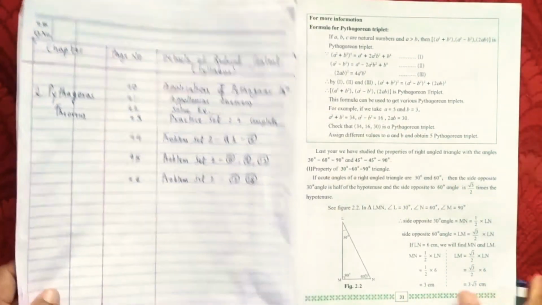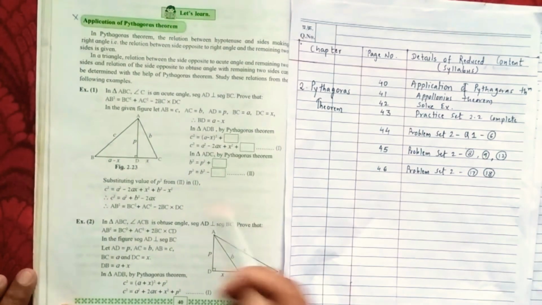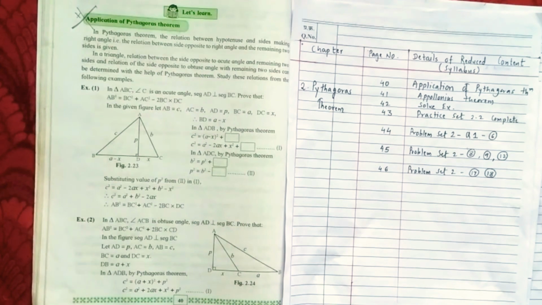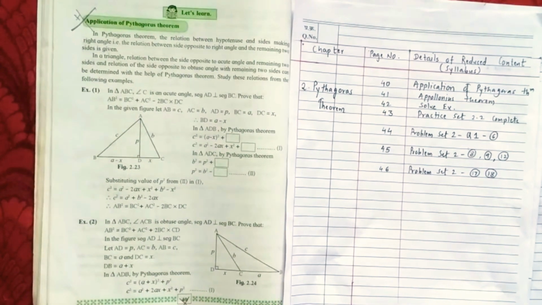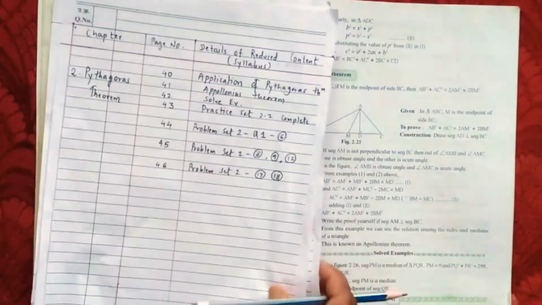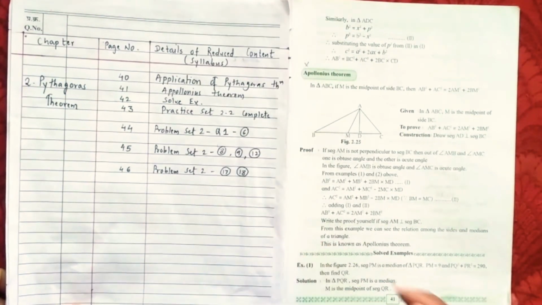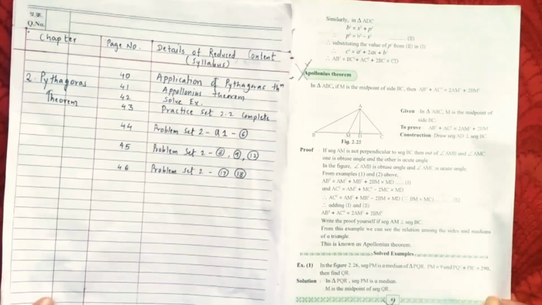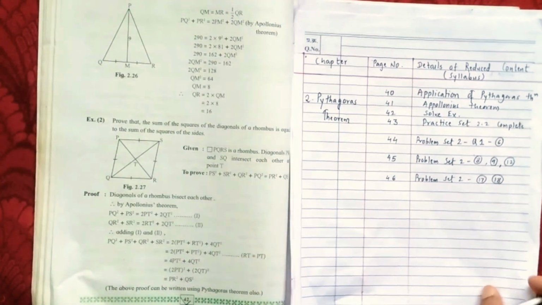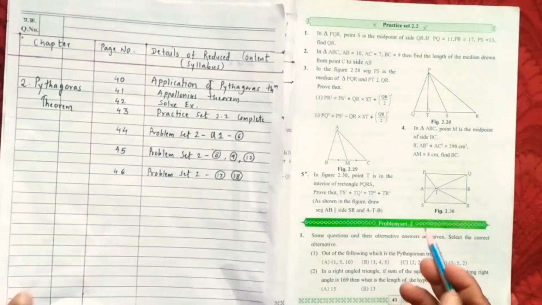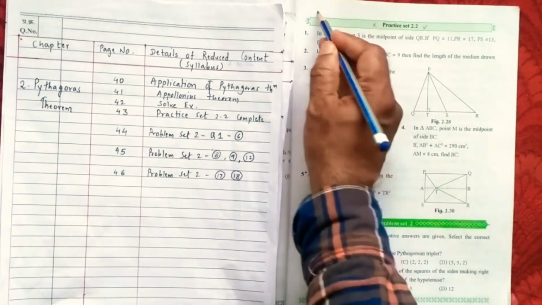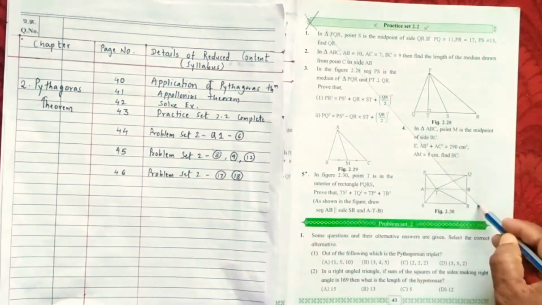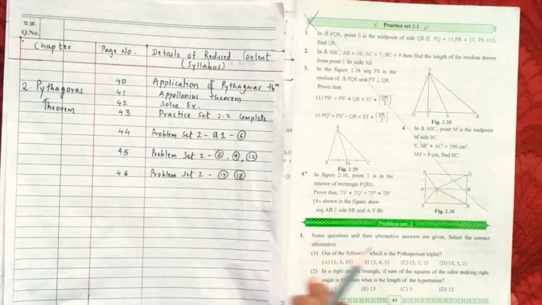From page number 40, application of Pythagoras theorem, the complete page is reduced from the syllabus. Then page number 41, Apollonius theorem, this also is a complete page. Then page number 42, the complete page is reduced from the syllabus. Page number 43, practice set 2.2, complete practice set 2.2 is reduced from the syllabus.